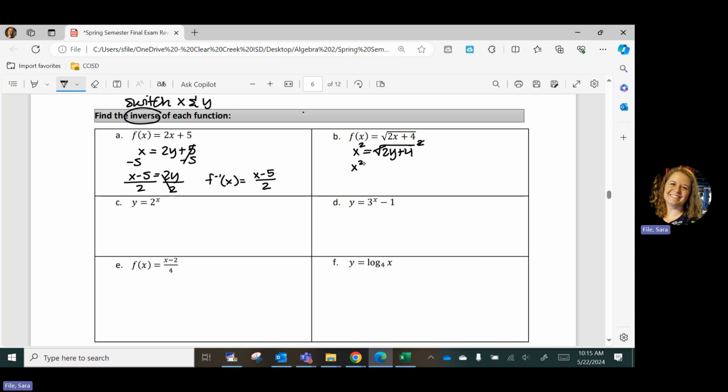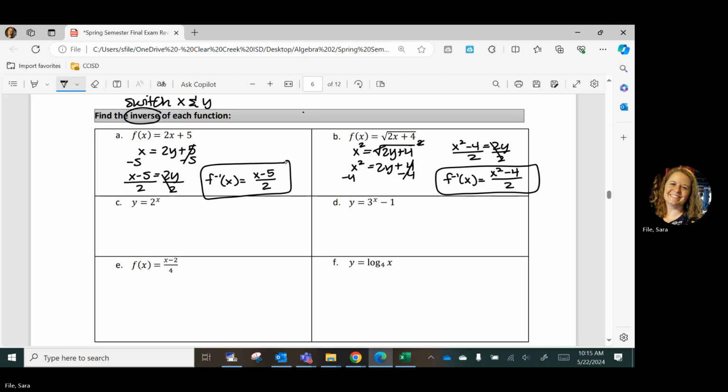So then I've got x squared equals 2y plus 4, and I'll subtract that 4 over. So now I've got x squared minus 4 equals 2y, and then I'll divide that 2 over. And again, you divide the entire other side. So I'm going to write that as f inverse of x is x squared minus 4 over 2. Okay, and you could check that graphically and make sure that if you typed in this function and you typed in this function, that they are reflections of each other across the line y equals x.